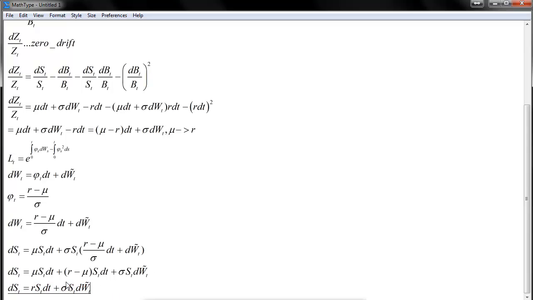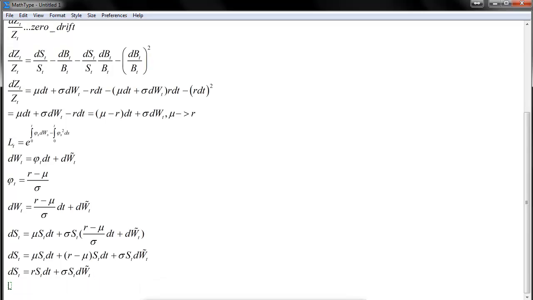Well, this is nice, but we still do not see the solution for s. If you ask me what is s, what's the solution of s, what will be the s at time 10? Well, I cannot answer that, because this is just the equation of dynamics, it's not the solution. In order to solve this equation, we again have to use Ito's lemma.